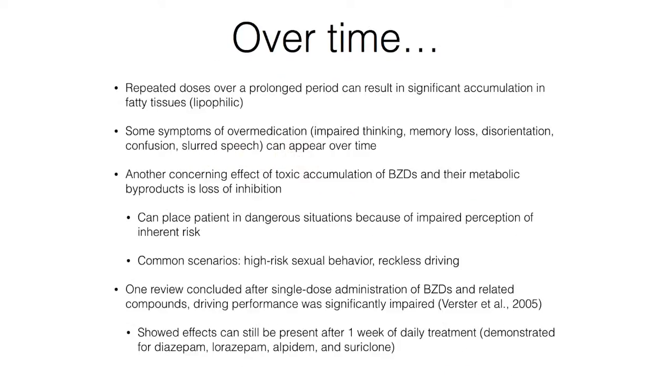So one of the dangers with this is that because benzos are eliminated so slowly from the body, they can build up over time and cause problems that weren't anticipated. So some typical symptoms of toxicity can appear over time instead of chronically. So you can be prescribed a normal dose, and then over time these side effects start happening that weren't happening at the beginning. And another concern with this is loss of inhibition, where the patient's perception of the risk of a certain situation is impaired. So the most common side effects of this are high-risk sexual behavior and reckless driving.